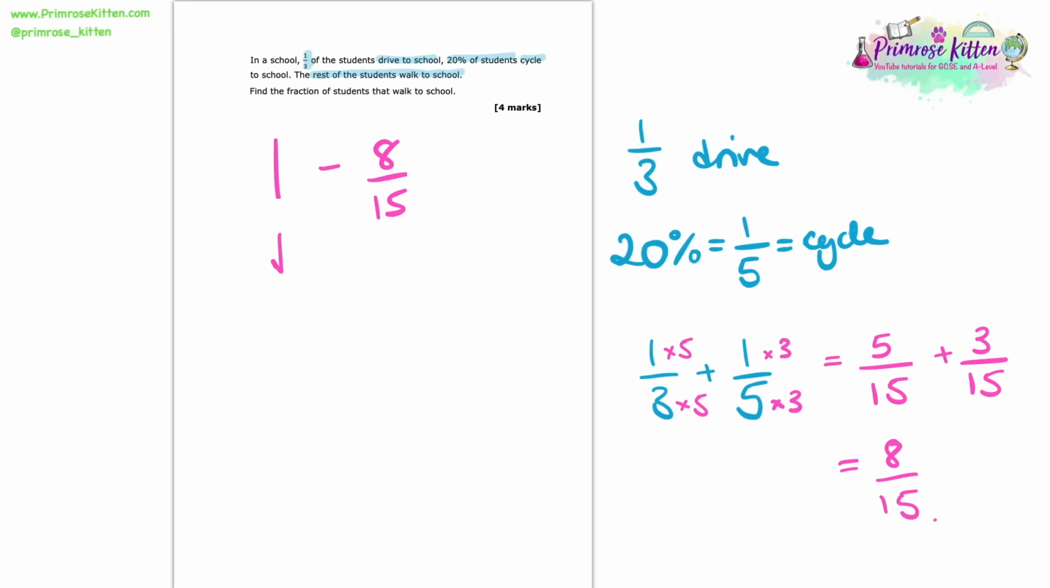So to do this, we still want that common denominator. So let's convert 1 whole into 15ths, and that will simply be 15/15ths. So if we do 15/15ths minus 8/15ths, the same rule applies as if we add fractions. If we've got the same denominator, then we are simply going to subtract the numerators on the top and leave the denominators the same. So here 15 minus 8 gives us 7, and that's going to be over 15. So in answer to the question, the fraction of students that walk to school are 7/15ths.